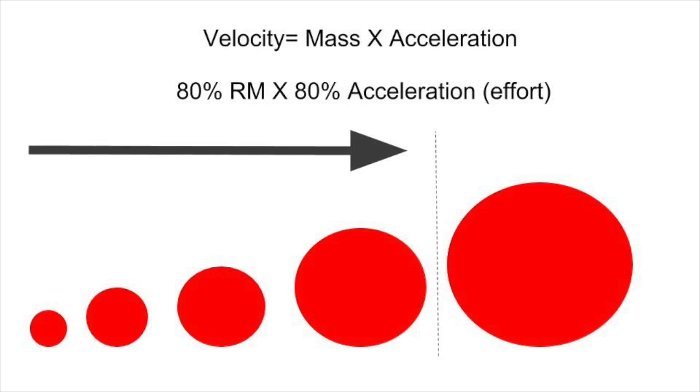Let's assume we're doing a bicep curl. If we have a load that is 80% of our 1 rep max and curl the weight with an 80% effort, we may only recruit around 80% of our muscle fibers. In this example, we are using effort as a gauge for how fast you are trying to move the weight.